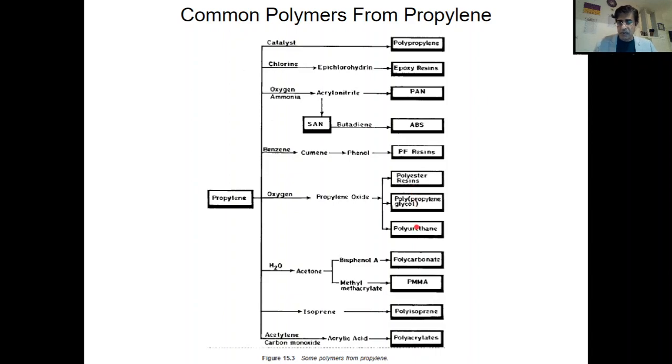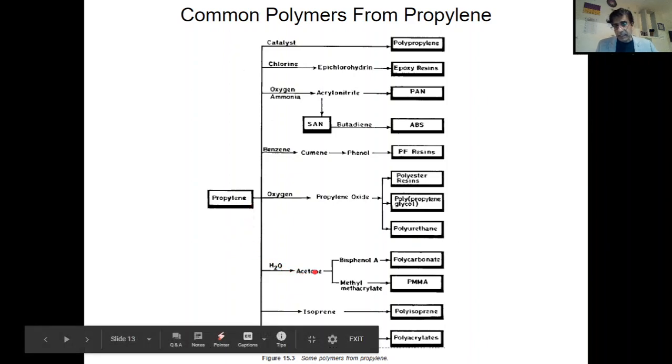All these polymer names you are familiar with. You have seen them so far. And if you take propylene and react with water, you will get acetone, and then this acetone can react with bisphenol A, and that will give you polycarbonate. And if you react with methyl methacrylate, you get the copolymer. Acetone can be converted into methyl methacrylate, and methyl methacrylate can give you polymethyl methacrylate.